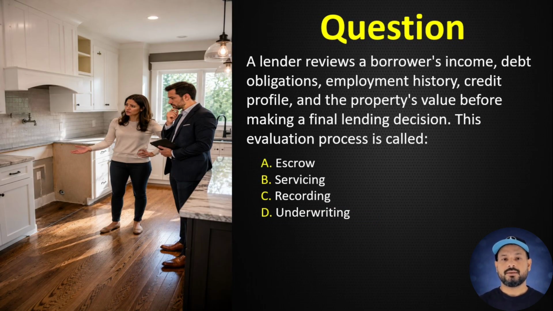Question number 50. A lender reviews a borrower's income, debt obligations, employment history, credit profile, and the property's value before making a final lending decision. This evaluation process is called A, escrow, B, servicing, C, recording, D, underwriting. Correct answer, D, underwriting. Underwriting evaluates the borrower's qualifications and the property's suitability before loan approval.